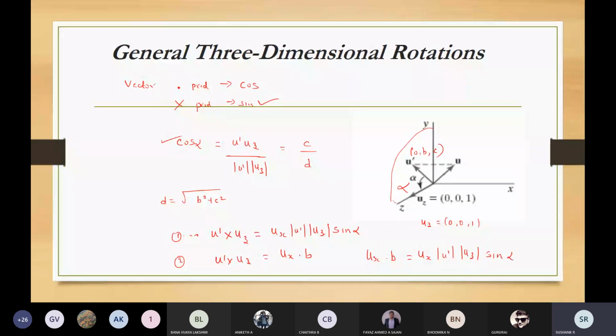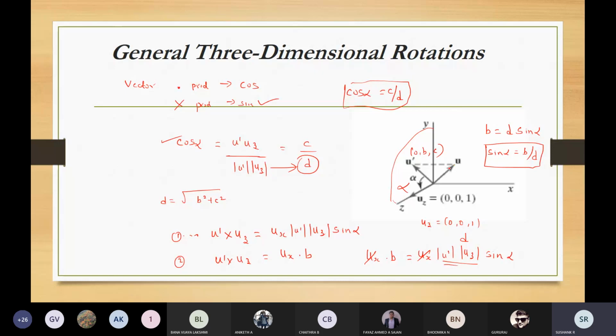So ux got cancelled. So determinant of u dash into determinant of uz is given by d, so you can replace this with d. For simplification, b will be equal to d into sine alpha. So cos alpha we are given as c by d, sine alpha will be b by d. So that is the formula to calculate sine alpha and cos alpha. Now we have determined the values of cos alpha and sine alpha with respect to the vector u.